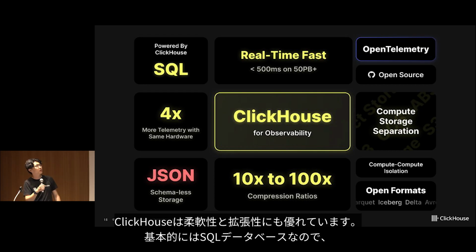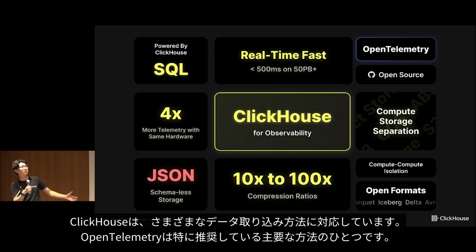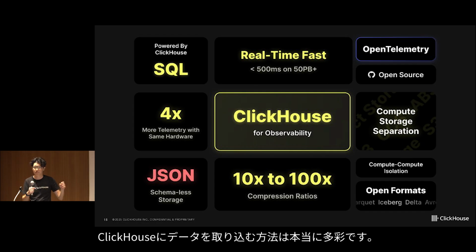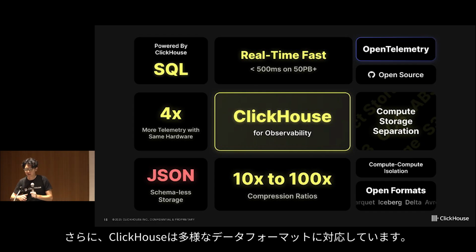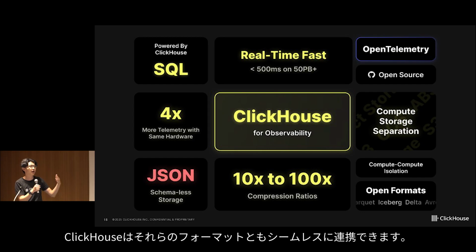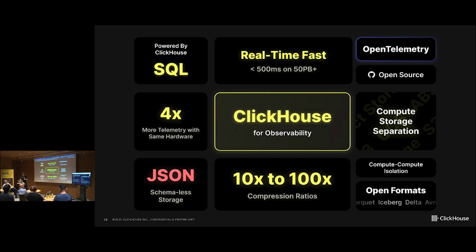And it's also flexible and extensible. It's a SQL database at the end of the day. So really any question can be posed with ClickHouse and can be answered via the flexibility of SQL. And it supports a variety of ways of getting data in. OpenTelemetry is certainly one of the primary ways that we recommend, but a lot of companies also run Vector and Kafka and a lot of other ways of getting data in as well. And then lastly, it's compatible with a wide variety of data formats. So even if you're storing that data in Iceberg or Delta or Parquet, there's a ton of data formats that ClickHouse will work with natively, whether it's on disk or in object storage.